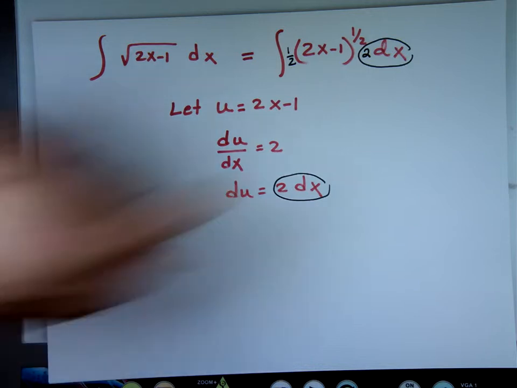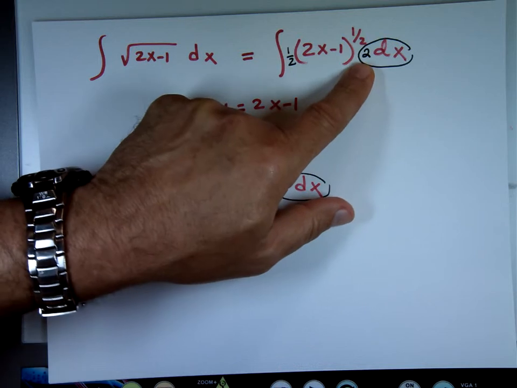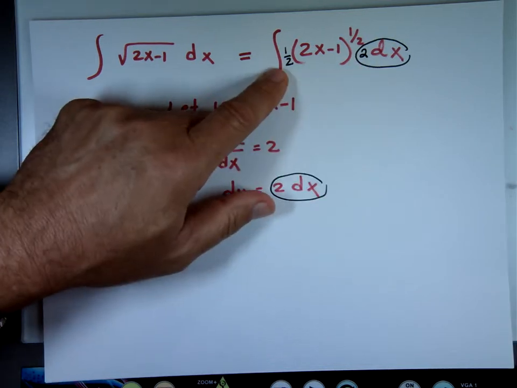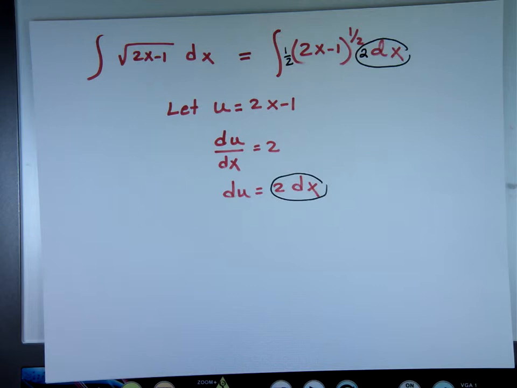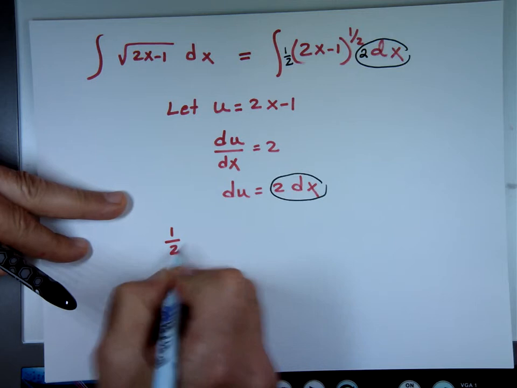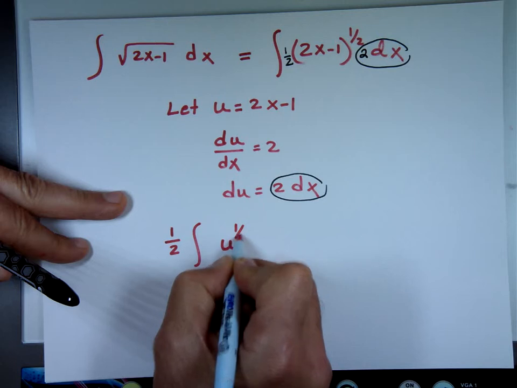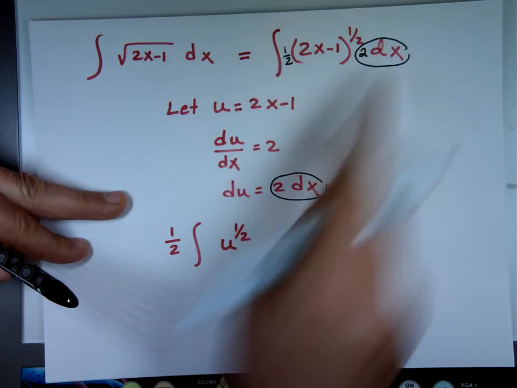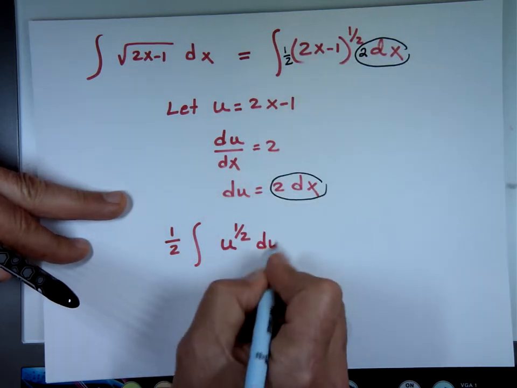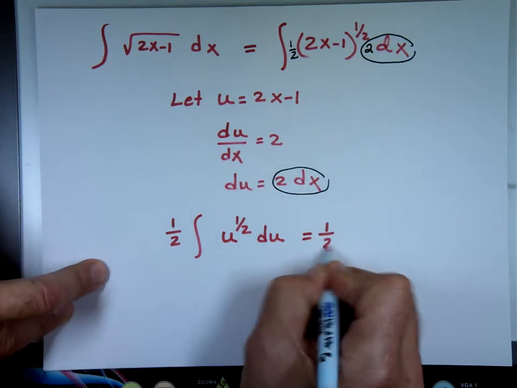So if I wanted a 2 here, I said, fine, you can have a 2 there as long as you don't change the problem. Well, if you multiply by 2, you better divide by 2 or multiply by half so the problem doesn't change its value. And now I can take the 1/2 outside here. This will be u to the power of 1/2, right? And what is 2 times dx? du. There's the 1/2. Let's integrate.